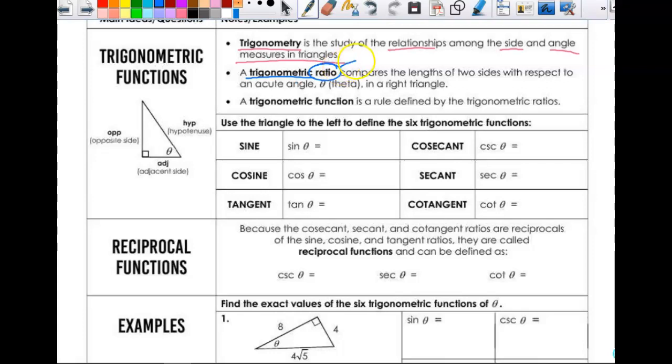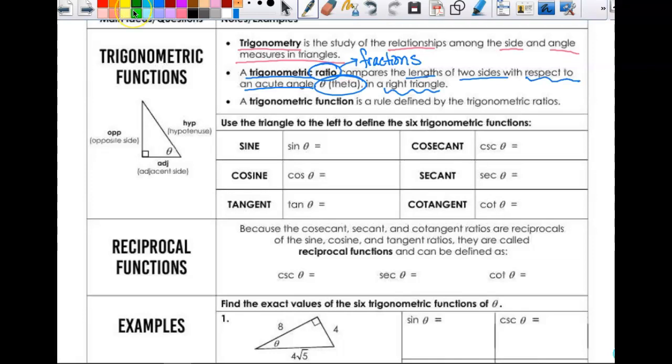Fraction, exactly. So ratio usually means fraction. You can do ratios different ways, but in math, usually we're making a fraction. A trigonometric ratio compares the lengths of two sides with respect to an acute angle theta in a right triangle. As far as you're concerned right now, you can only do trig with right triangles. We will get to other triangles, but we're not there yet, okay?